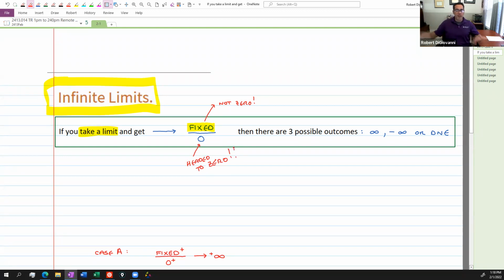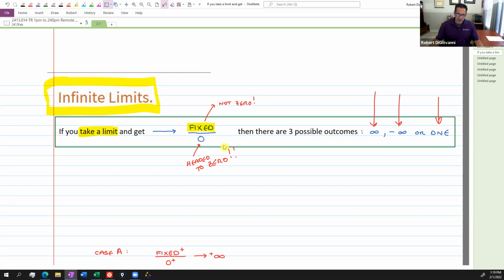Anytime this happens, that you have a fixed number on top and the bottom heads to zero, there are only three possible outcomes. There's only three things that can happen. This ratio is either headed to infinity, or it's headed to negative infinity, or the limit will not exist. Those are the only three things that can happen. Now, which of those three it is, we have to analyze it a little bit more. It's not enough to just know, oh, fixed over zero, I know what the answer is. We have to analyze the problem a little bit deeper in order to figure out which of the three possibilities it is. Okay, go with me.